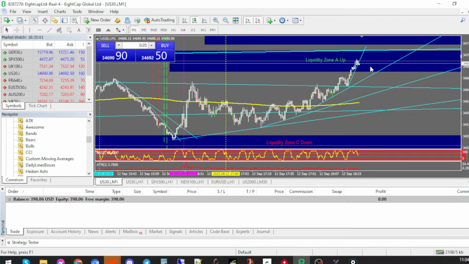All right, looking like we're getting that first break. So we're getting that pullback. What I want to see is that second break. I want to see price pull back, bounce, then break. So that second break is what I'm looking for to go short.